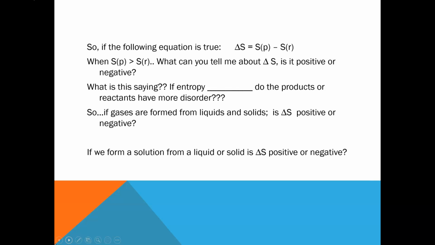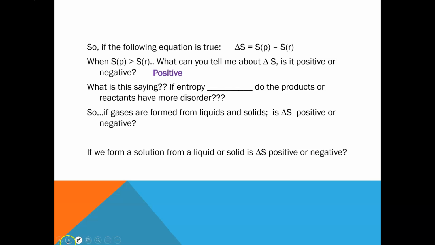Here's the equation for entropy. Delta S, which is change in entropy, equals entropy of the products minus entropy of the reactants. Okay, so what can you tell me when the products have more entropy than the reactants? Is delta S positive or negative? Well, if the products have more entropy, that number is going to be larger. So if I have a bigger number like 4, let's say, minus 3, that's going to equal positive 1. So it's going to be positive when S of the products is larger than S of the reactants.